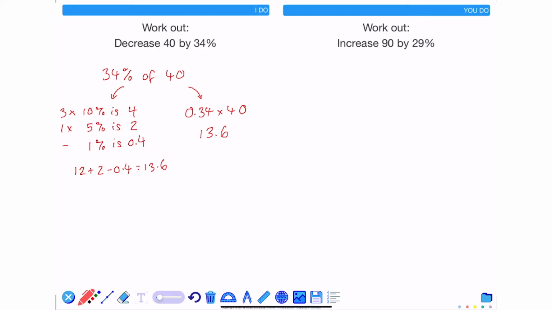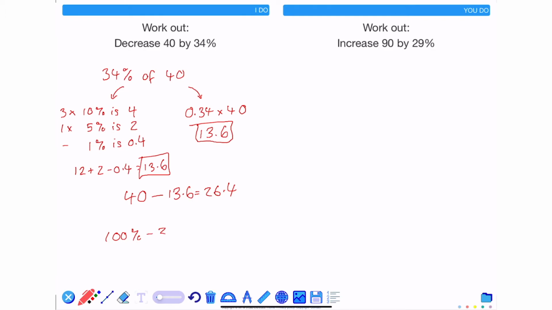So if I know that 34% of 40 is 13.6 using either method 1 or method 2, we can then decrease 40 by 34%. 40, take away, because it's a decreasing question, 13.6 would give me 26.4. This is one way that we can decrease a number by a given percentage. Work out what the percentage is, and then in a decreasing question take it away, or in an increasing question add it.